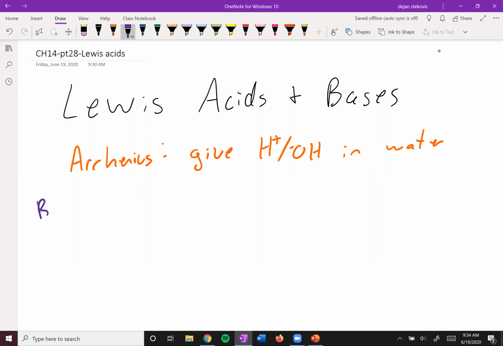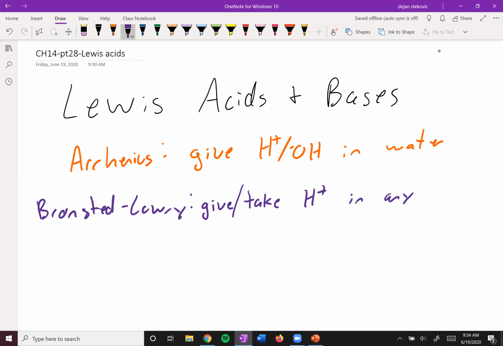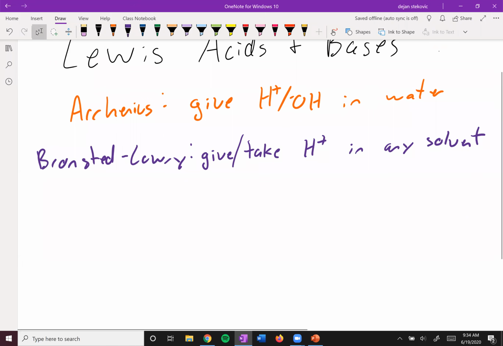And then Bronsted and Lowry came by and they said, wait a second, we don't just have to be talking about water. We can be talking about giving or taking H plus in any solvent. It doesn't have to be water to be an acid or a base, right? So our definition got more general.